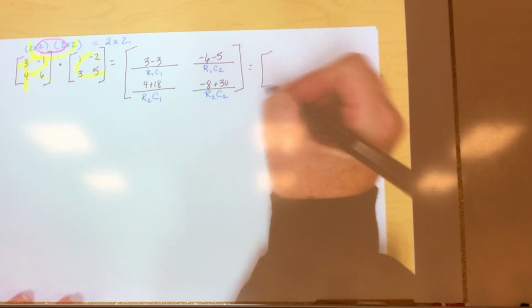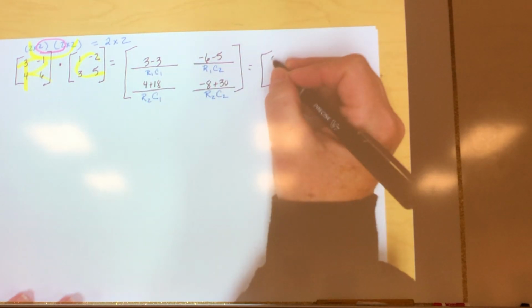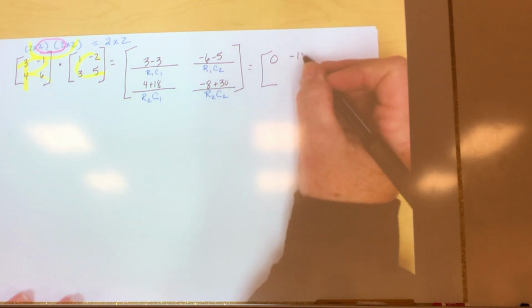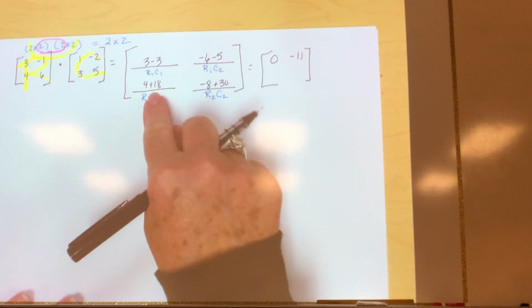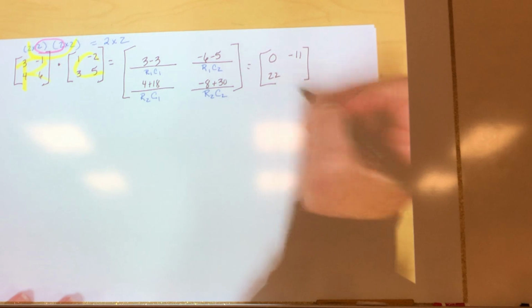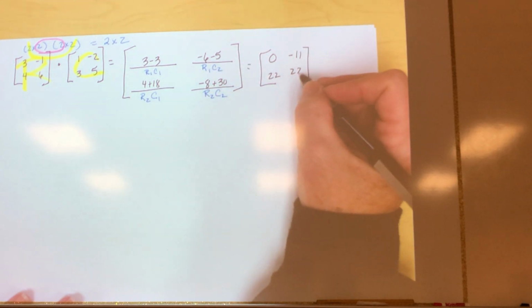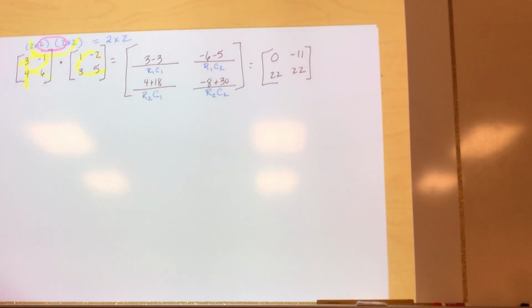So my answer is 3 minus 3, 0. Negative 6 minus 5, negative 11. 4 and 18, 22. Negative 8 and 30 is also 22. Yes? Any questions? No questions?